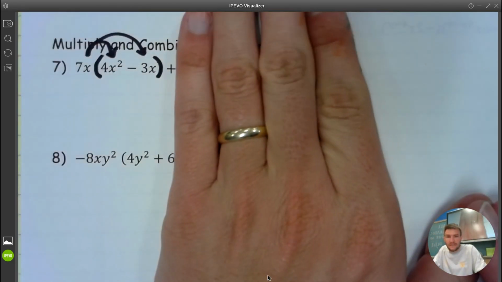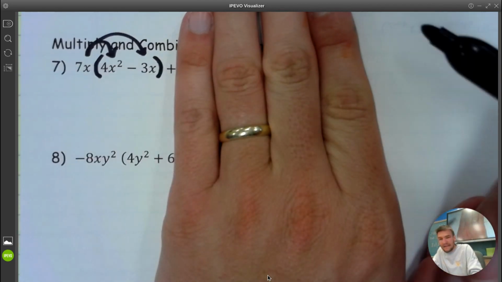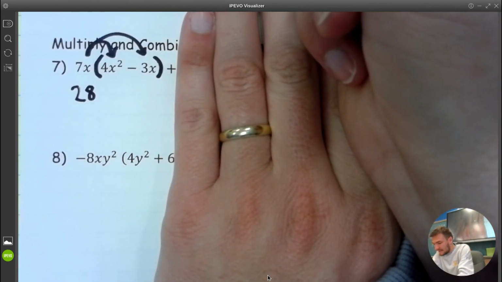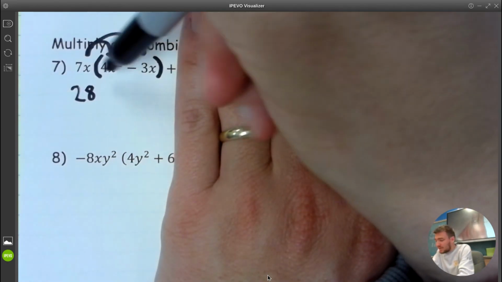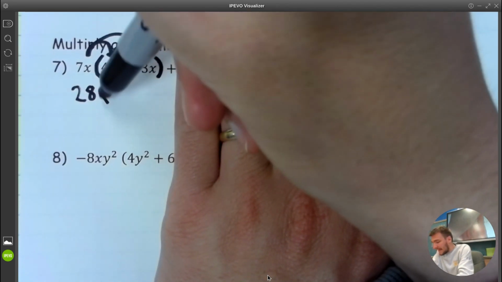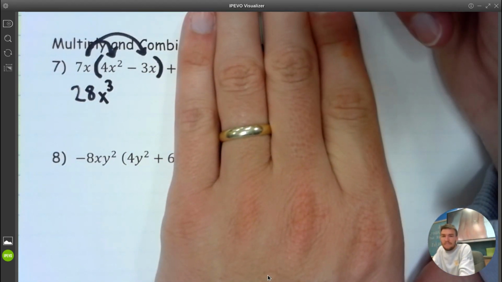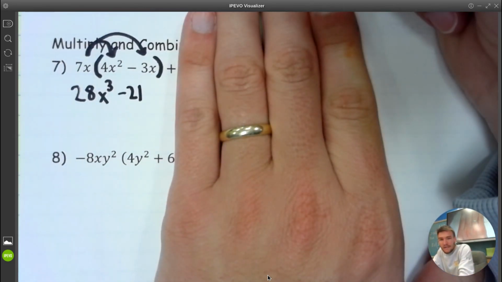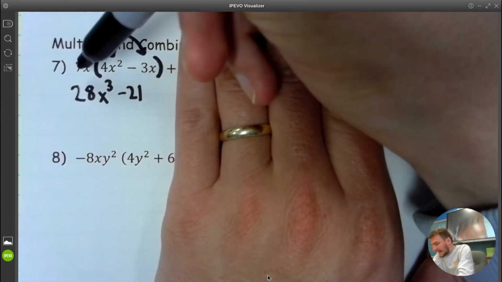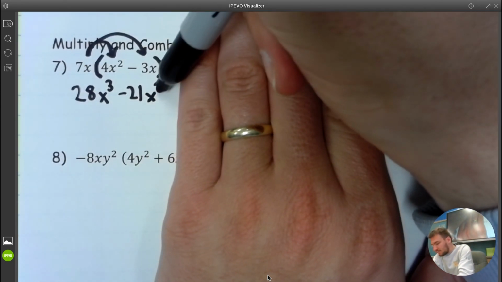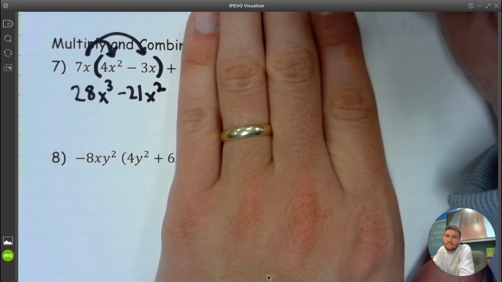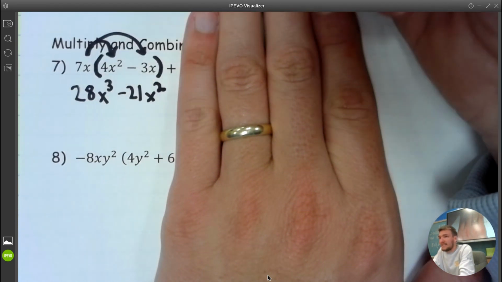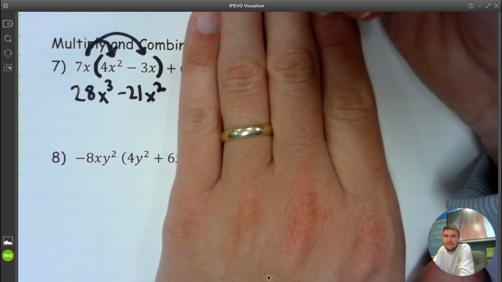So, over here, we're going to do some nice multiplying. 7 times 4 makes 28. And everybody gets an x. So they're going to go from x squared up to x cubed. It's like a little level up. Everybody gets 1. 7 times negative 3 is negative 21. And they had 1x. Everybody levels up. They're going to have x squared. Any issues with this first multiplying? I just kind of went right through it, didn't slow down, didn't pause too much.